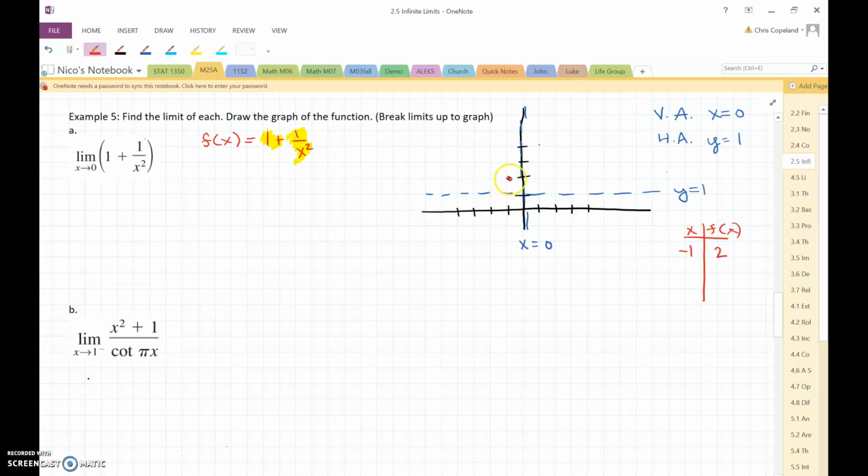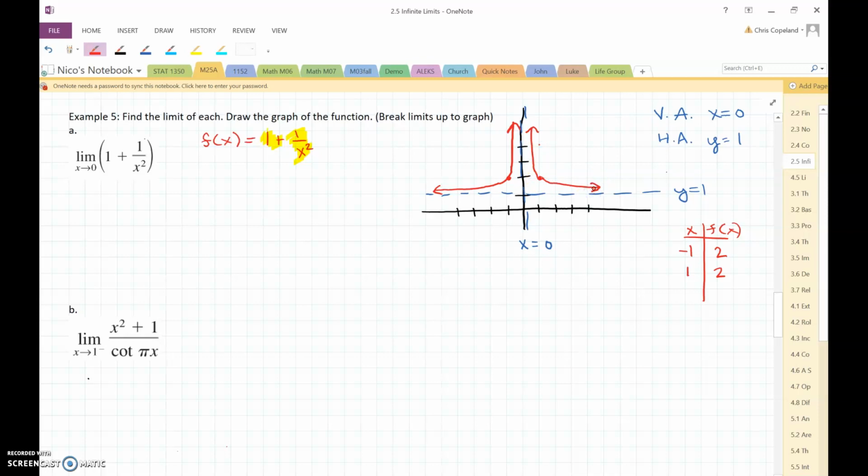So the graph on this side of the vertical asymptote is going to look like this. And then on the right side of the vertical asymptote, I can pick an x value over here. I'm going to pick 1. If I plug 1 into the function, I'm going to get 2 again. And the graph would look like this.